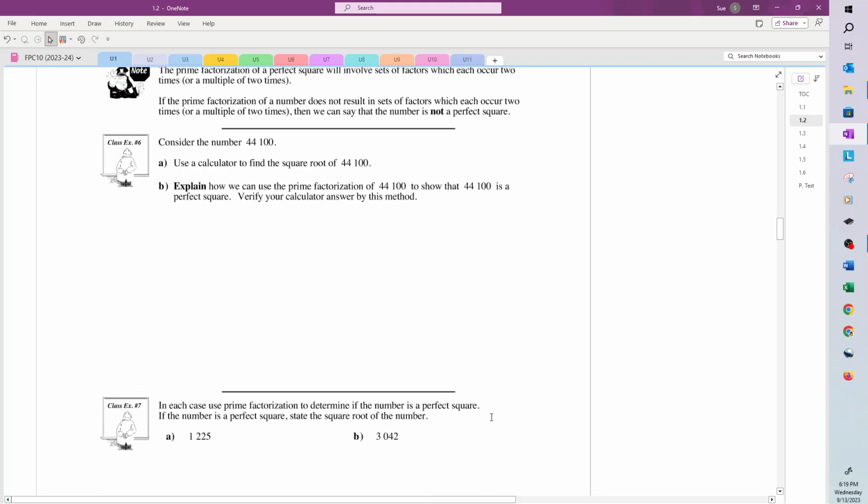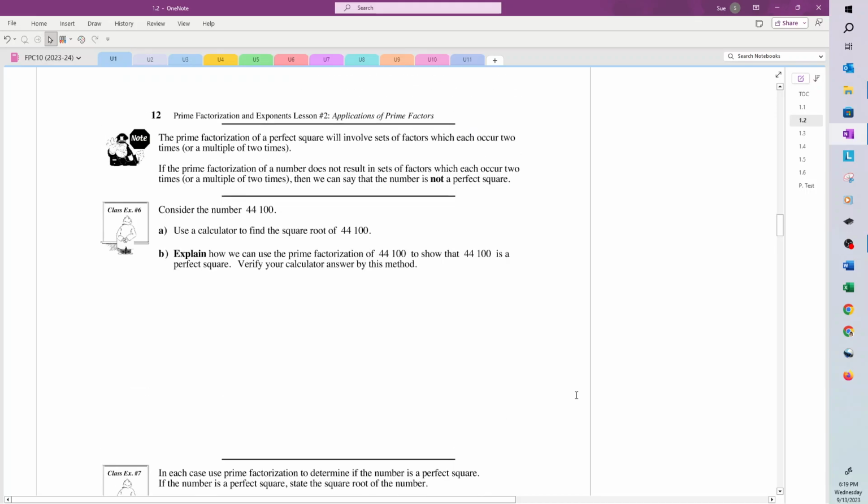Here we go. Prime factorization of a perfect square will involve sets of factors which each occur 2 times or a multiple of 2 times. So let's consider the square root of 44,100. I'm going to use my calculator, and it tells me that that's 210.